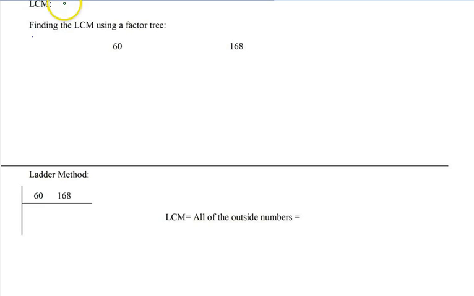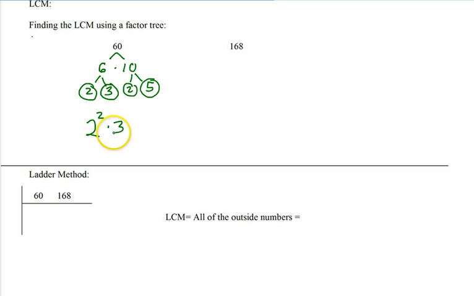So if we have 60 and 168, we take the 60 and we break it up. Remember, doing a factor tree, you can pick any 2 numbers that are factors. And you keep going until you have all of your factors. And then what you want to do is come down here and write them out. Draw a line between them because they are separate numbers, and then work on the next one.